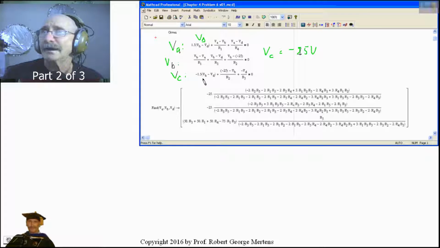So this was minus 1.5. Again, this is V delta. And then VC minus VB, which is minus 25 minus VB over R2, minus VD over R5, which was the current going away from the point at VC.